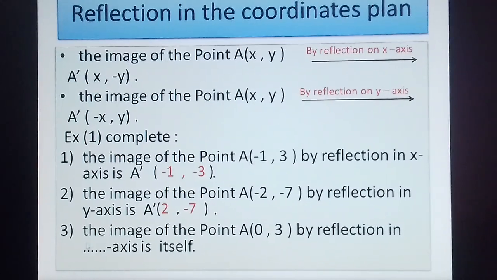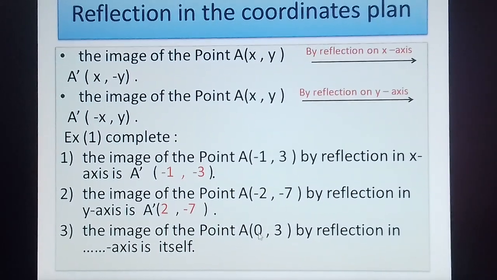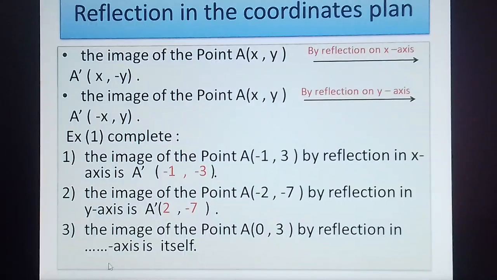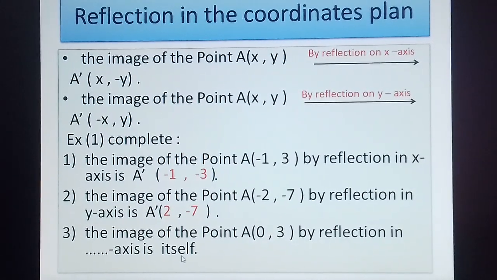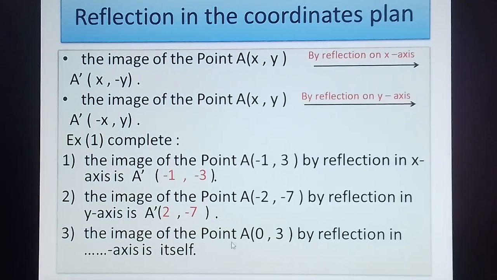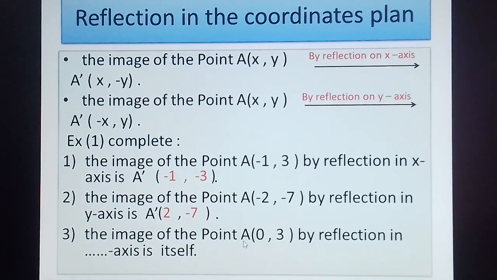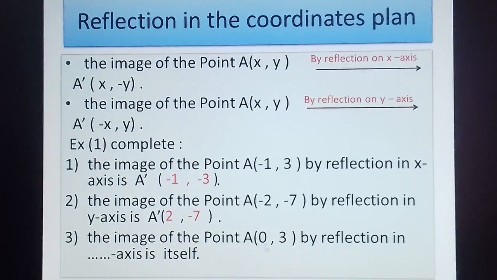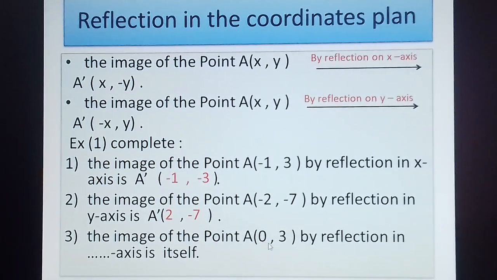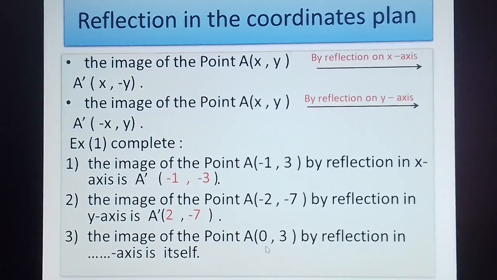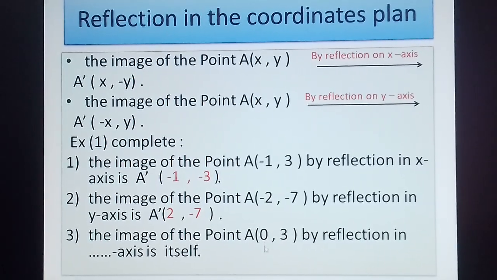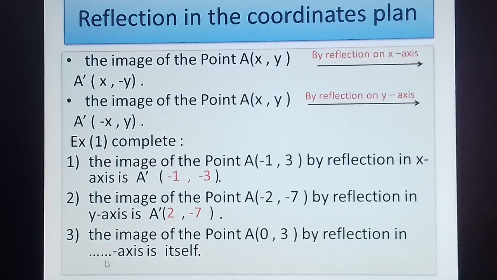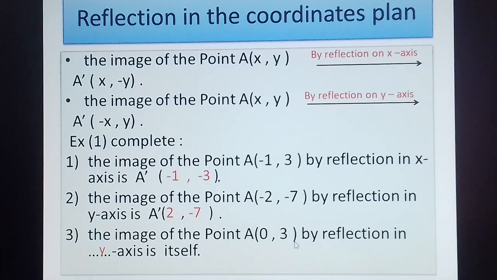The last exercise, he asked me to find the image of the point A(0, 3) by reflection in what axis, X-axis or Y-axis, to be itself. How do we find this? If we notice, we have 0 here, and we can't change the sign of 0 because 0 isn't positive or negative. So to be itself, we must make reflection on what? On the Y-axis, to be the same point A dash (0, 3).